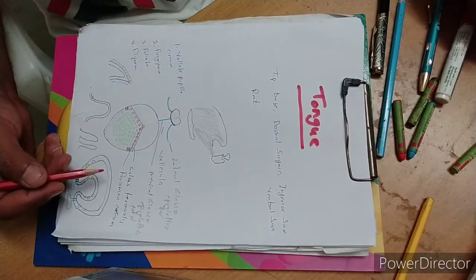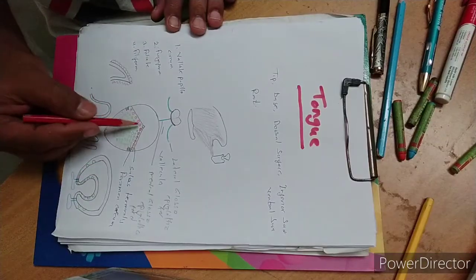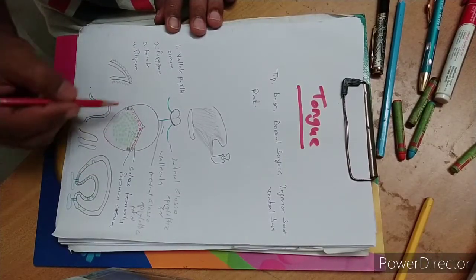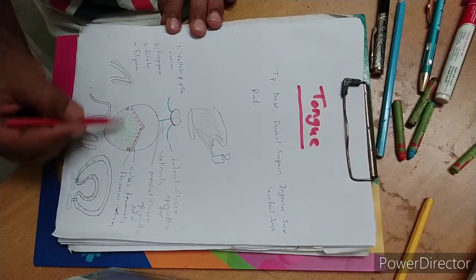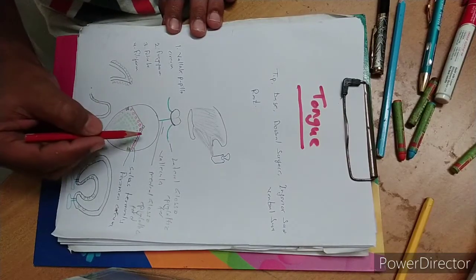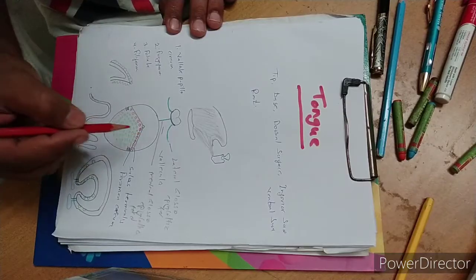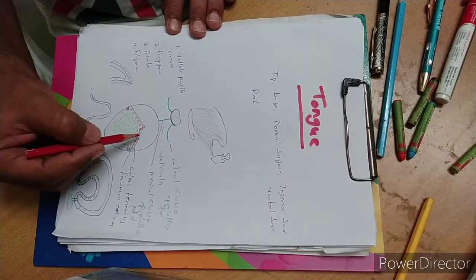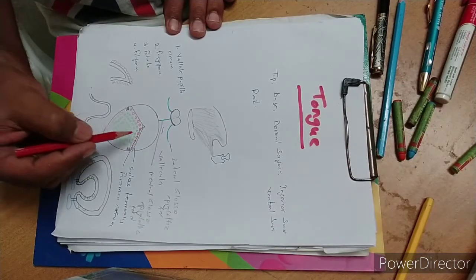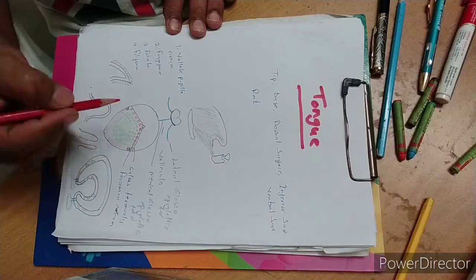Now, the post-sulcal part. We have discussed the anterior two-thirds; now this is the post-sulcal part. What is the specialty of the post-sulcal part? Here, the mucous membrane does not adhere to the muscle. There is a submucous coat made up of loose connective tissue. So, a loose submucous coat is there.